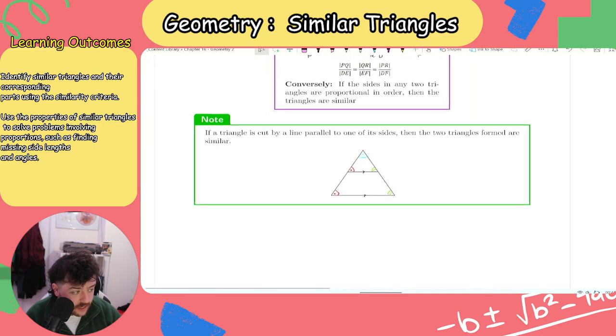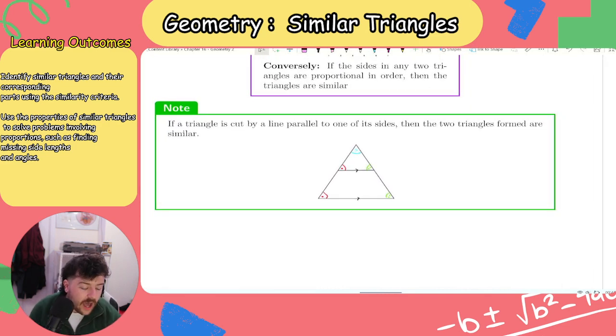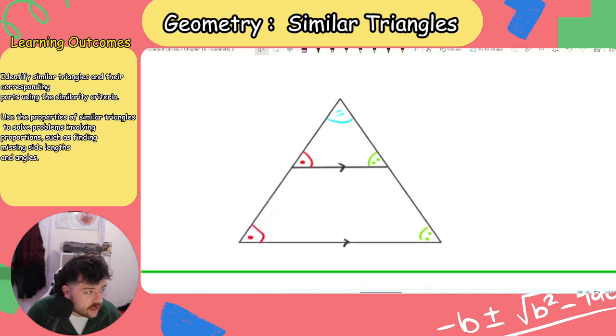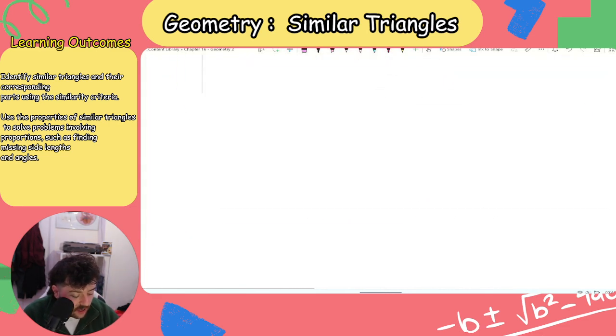Note as well, this is another theorem. If a triangle is cut by a line parallel to one of its sides, then the two triangles formed are similar. So if here, for example, we have the bigger triangle and I've cut it with a parallel line, I've now made two similar triangles. My first triangle is this little one here, and then my bigger one is this one. I made two similar triangles because they all share the same angle.